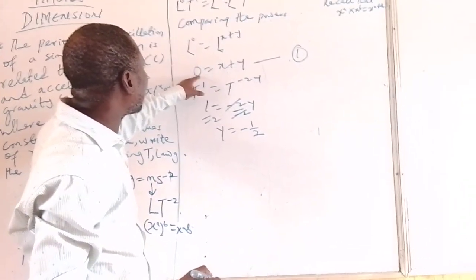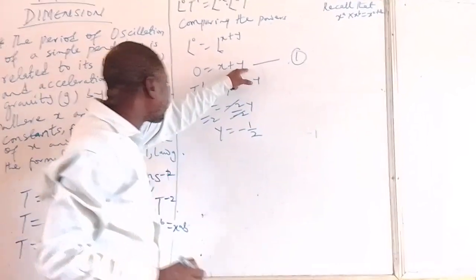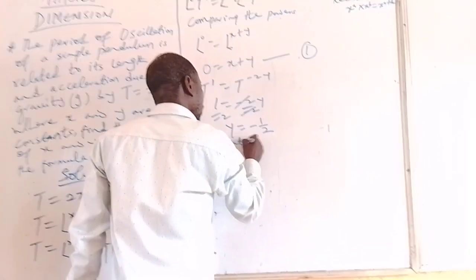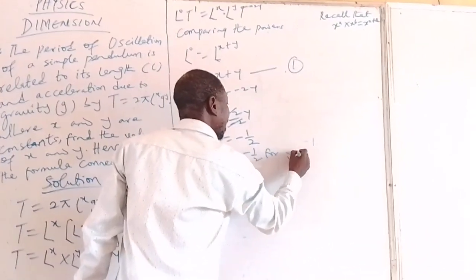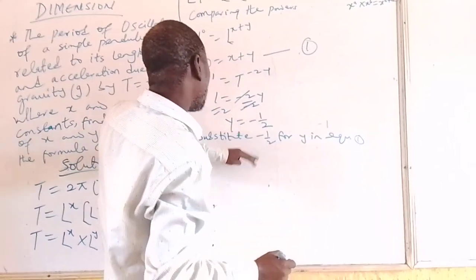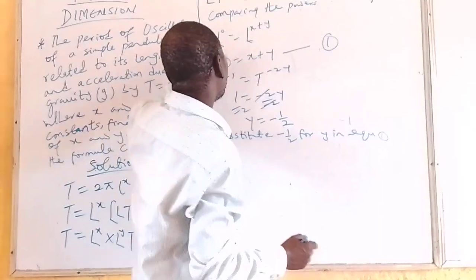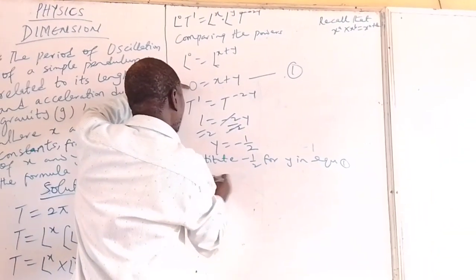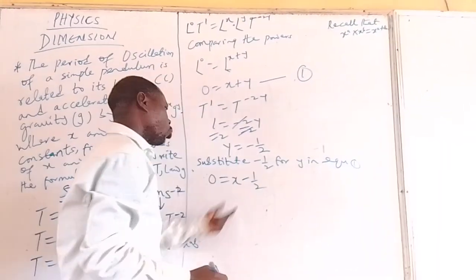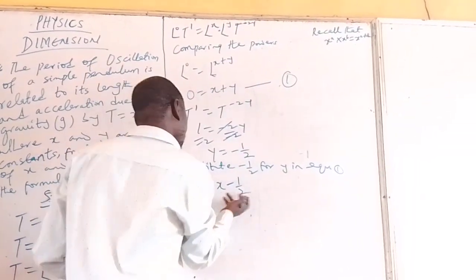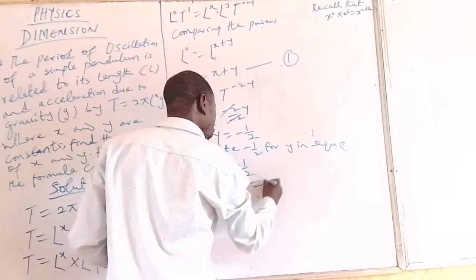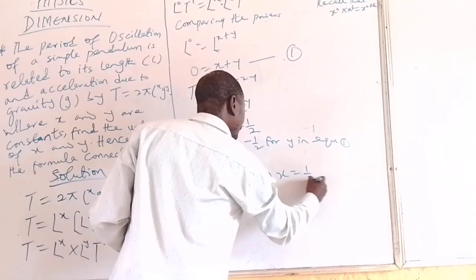And in equation 1, we have 0 is equal to x plus y. So we can from here find the value of x. Substitute minus half for y in equation 1. Anywhere we see y in equation 1, we plug in minus half. So now we have 0 is equal to x, our y is what? Minus half. If x is made the subject, this comes to the left hand side, that means half is equal to x, which also implies that x is equal to half.